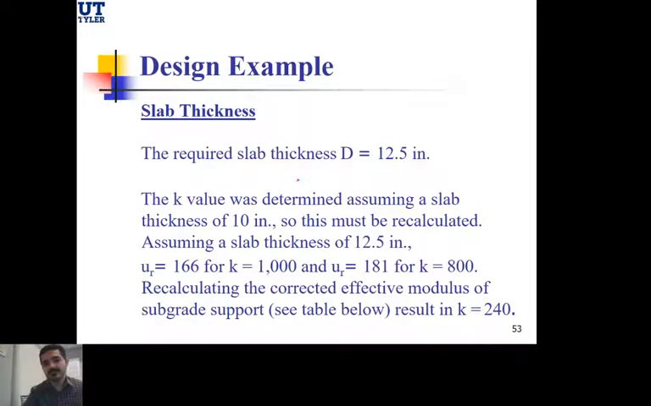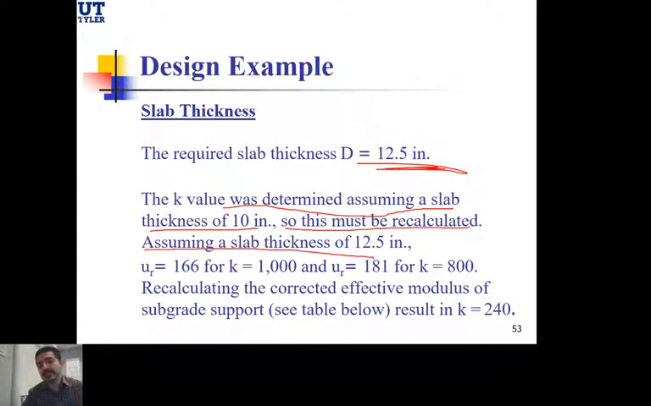And that's what we have here. So the required slab thickness is 12 and a half inches, not 10. The K value was determined based on the slab thickness of 10 inches. So this must be recalculated. And now we're going to assume that the slab thickness is 12 and a half instead of 10.